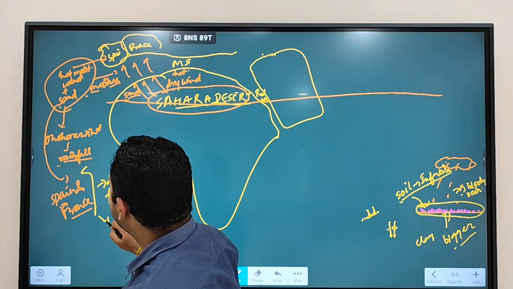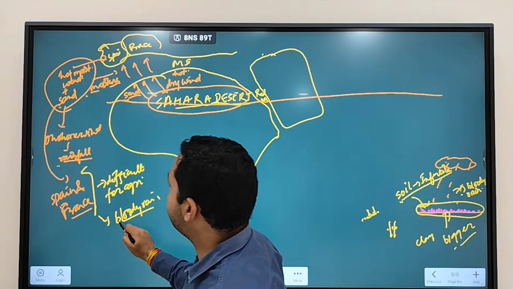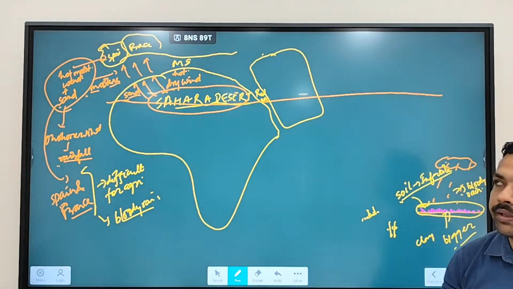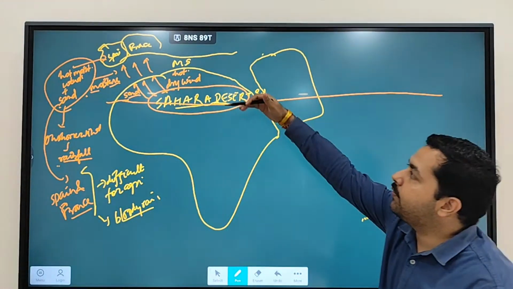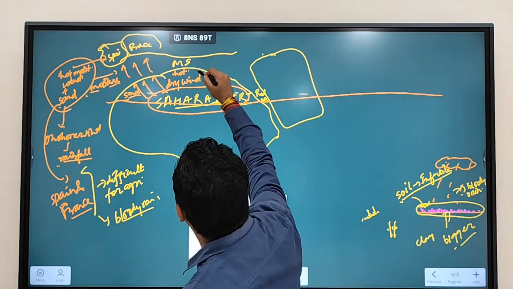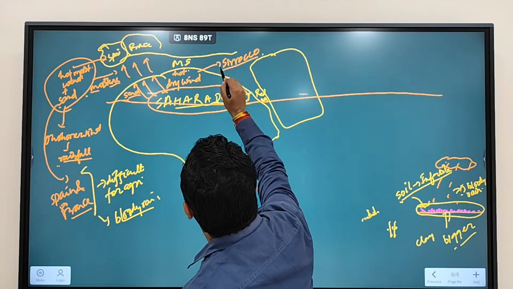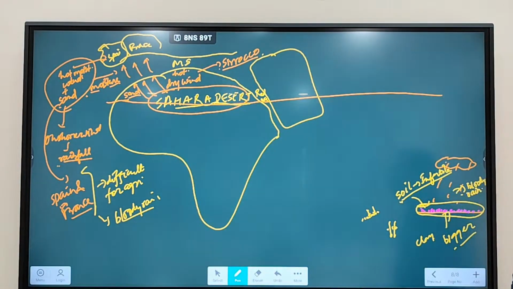And because of the color, it is referred to as a bloody rain. This wind that is blowing from here to here is referred to as a sirocco. The sirocco wind is also referred to as a bloody wind, as this causes nothing but the rain.